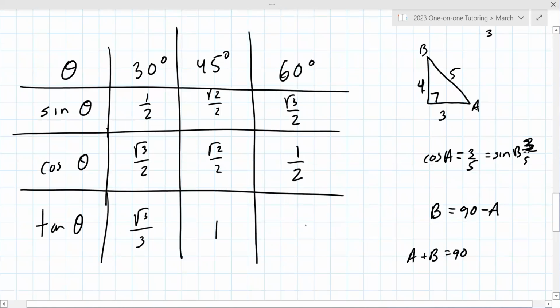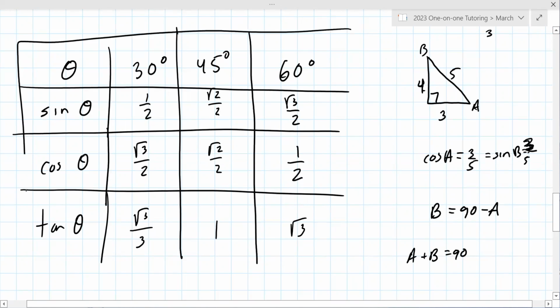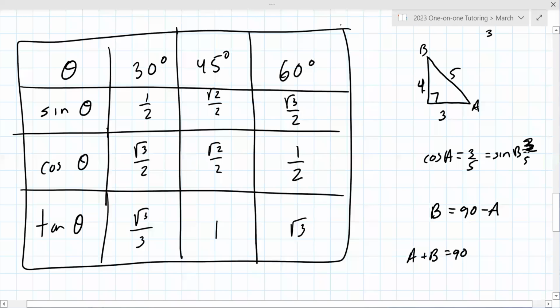The tangent of 60 doesn't really have any relationship. It's actually the reciprocal of this number. Oh, sorry, it's not the reciprocal. It's something else. You may want to consider memorizing this for your table. You will need to know it at some point in the next part of the course.